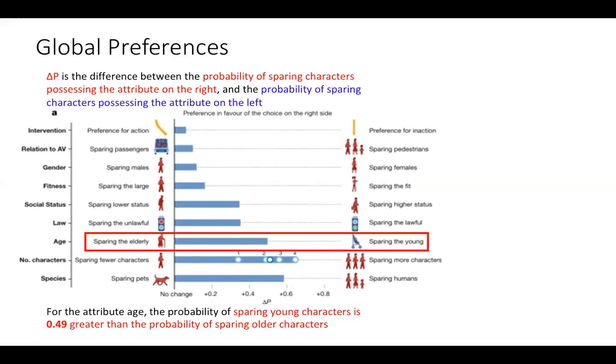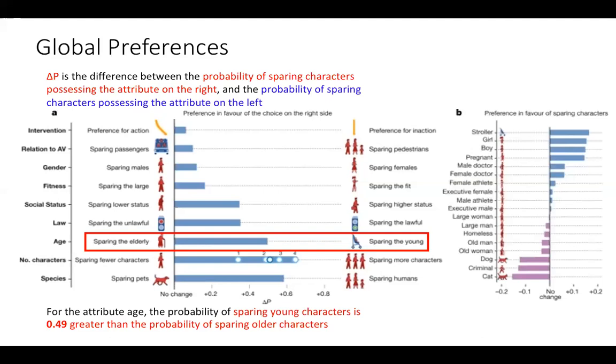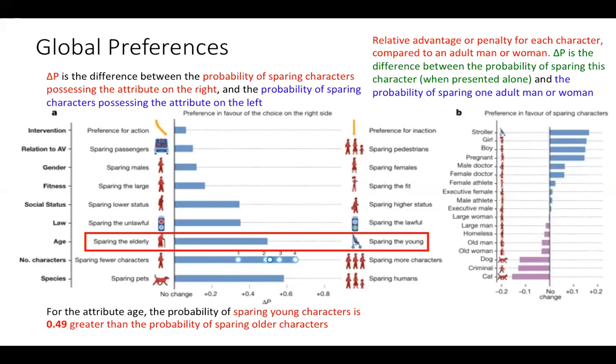Fine. So now they did a second set of experiments where they took the adult woman or adult man as the point of reference. Now here delta P is the difference between the probability of a particular character when presented alone and the probability of sparing one adult man or adult woman. So delta P is the difference between the probability of sparing one of these characters listed here, and the probability of sparing one adult man or adult woman taken together. That's the aggregate average of adult man and adult woman, and in comparison to that, the probability of sparing somebody listed here.